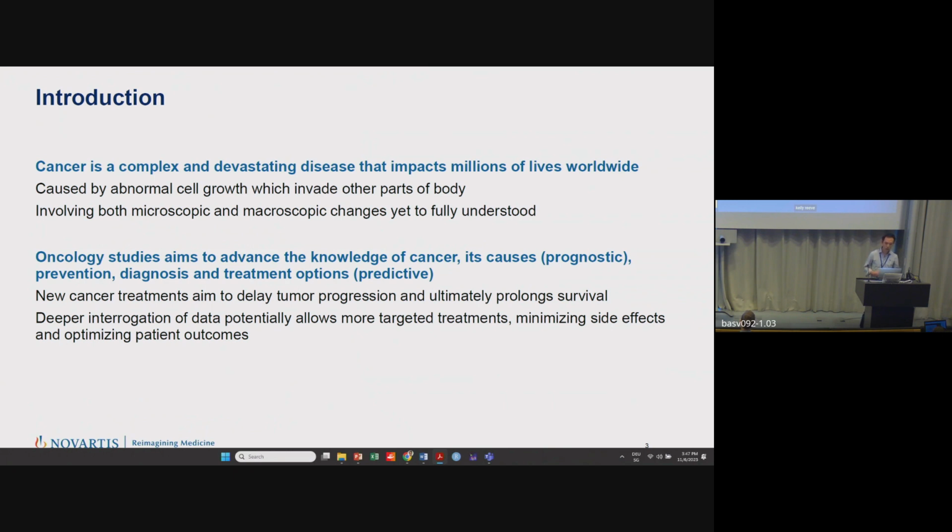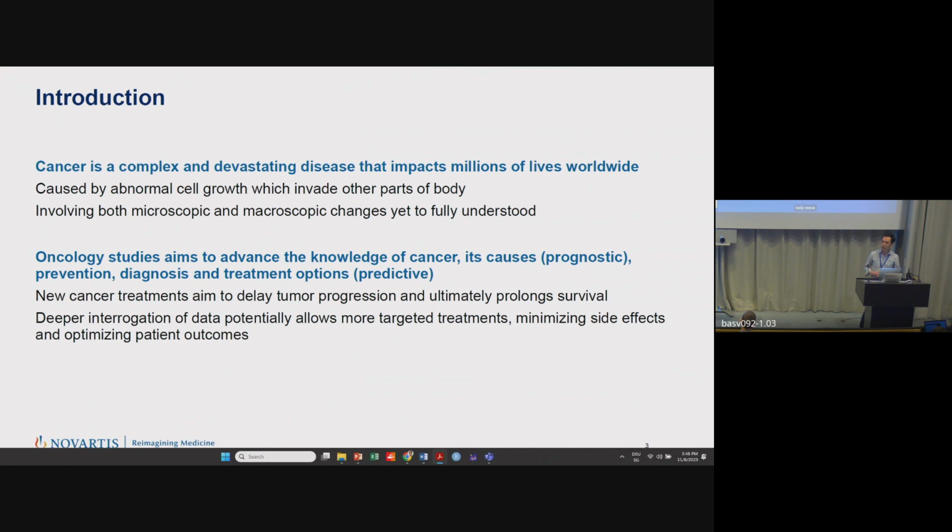So oncology studies aim to advance the knowledge of cancer, its causes, including prognostic factors, as well as cancer prevention, diagnosis, and different treatment options, which include predictive factors that lead to different treatment benefits patients may receive.